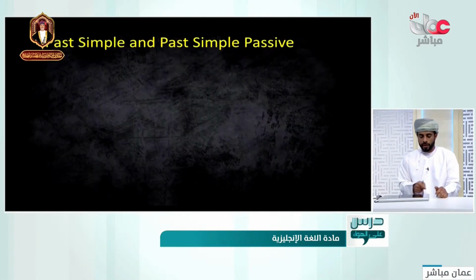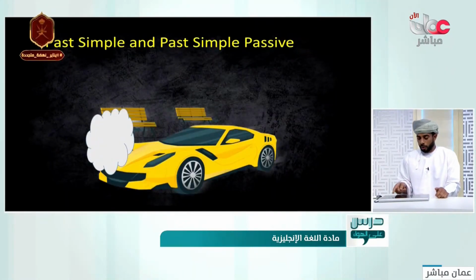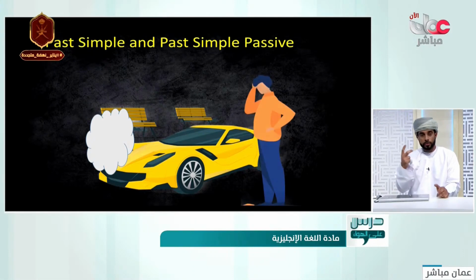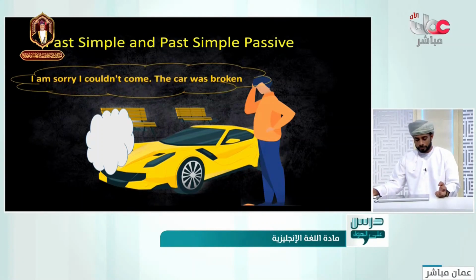Let's have a look at the past simple and the past simple passive. Have a look at this car, for example. Muhammad was driving his car when the smoke started going on from the car. He was shocked that he couldn't go to work. That happened yesterday, for example. He called his boss or the manager at work, and he said, I am sorry, I couldn't come, the car was broken.